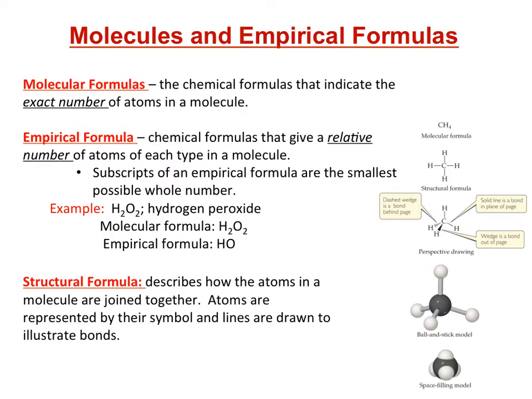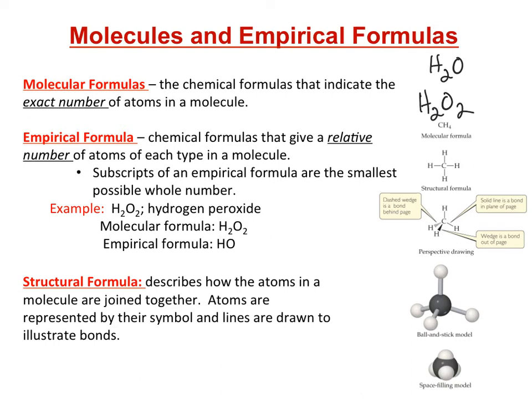Lastly, we have what we call molecular formulas, empirical formulas, and structural formulas. A molecular formula is the chemical formula that indicates the exact number of atoms in a molecule. So here we have CH4, which means that we have 1 carbon and 4 hydrogens. We could think about this with water, because with water, we have H2O. We could also think of hydrogen peroxide, H2O2. These are the molecular formulas for these compounds.